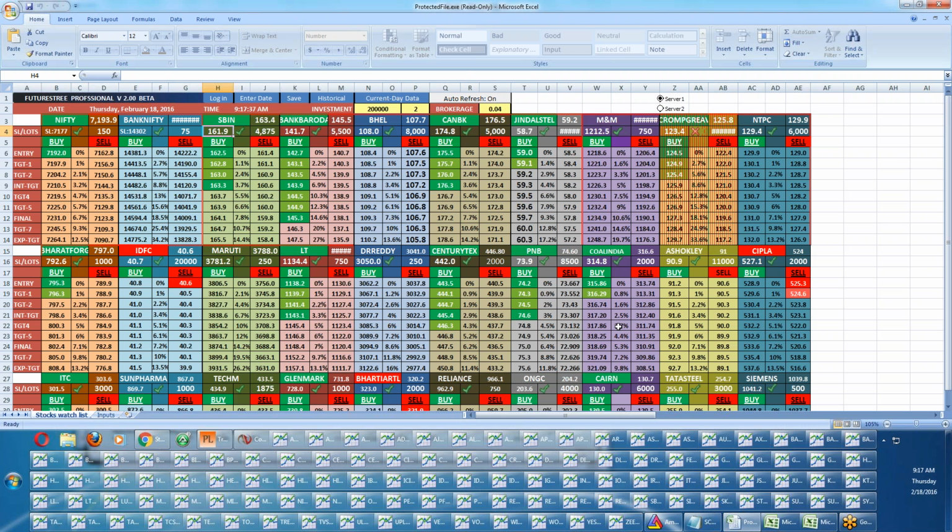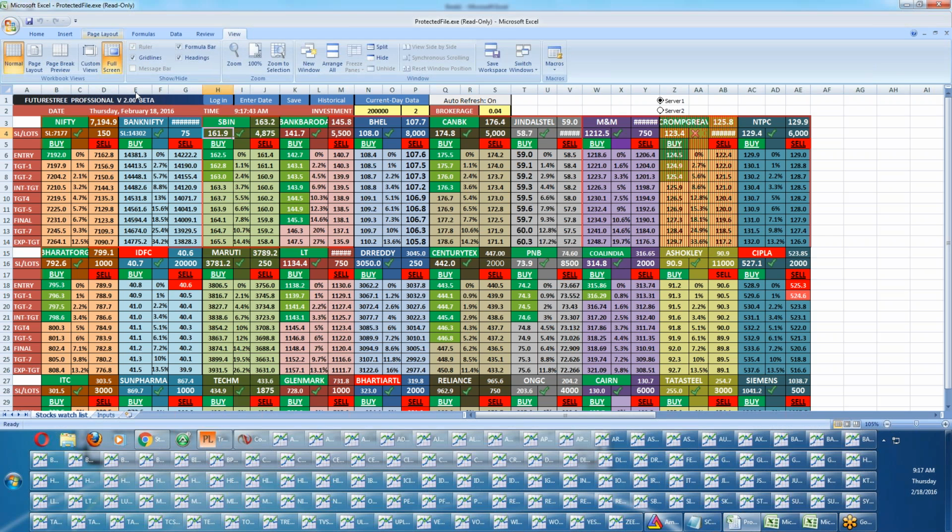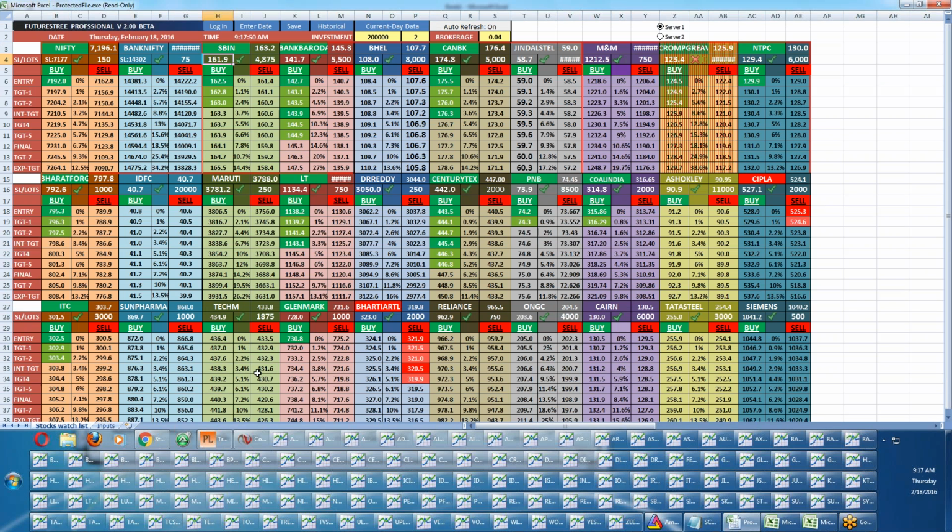You can just see that Coal India we have a buy. PNB, Nifty is a buy. Bharat Forge is a buy. Let me put it on full screen mode. So can we have a buy? We have Coal, PNB, L&T, ITC, Glenmark, Bharti Airtel is a sell. Cipla is a sell. So you should wait on the short side calls because we have a green opening, and that too a gap up.